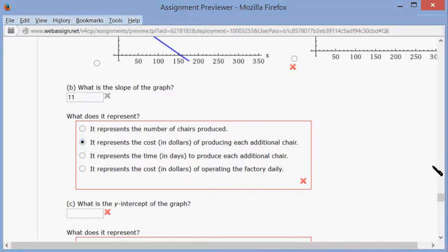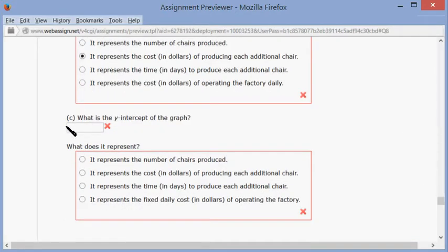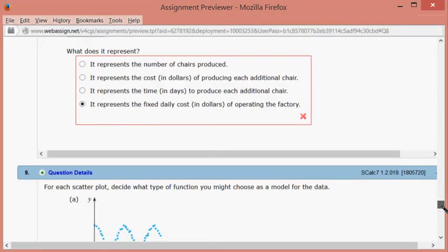What is the y-intercept of the graph? That's 1720. What does it represent? The number of chairs produced? No. The cost of producing? No. The time? No. It represents the fixed daily cost, because if you produce no chairs, that's going to be the cost. So it's a fixed cost. And that's it.